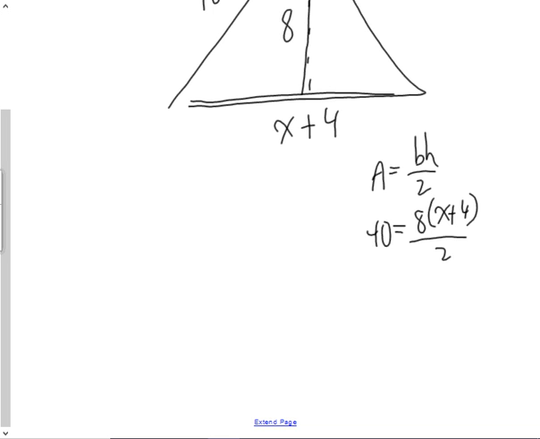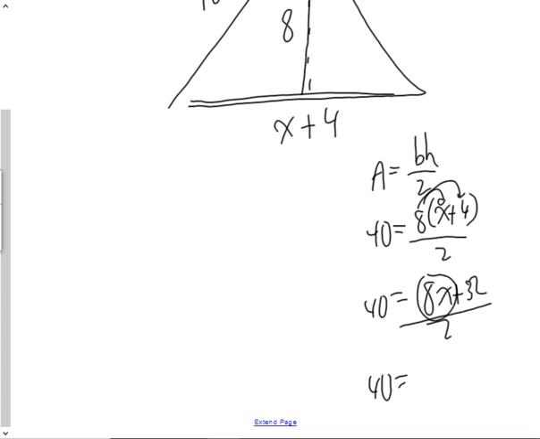Now we're going to simplify that. So we're going to have 40 equals, remember, don't forget distributive property, 8x plus 32 cut in half, or divided by 2. 40 will equal, well, half of 8x is going to be 4x, and half of 32, since I'm having half of that as well, will be 16.